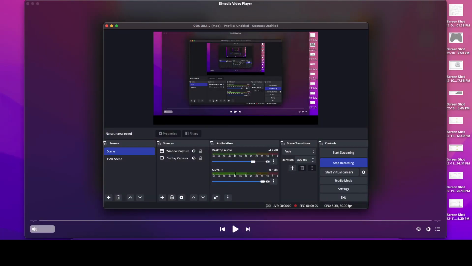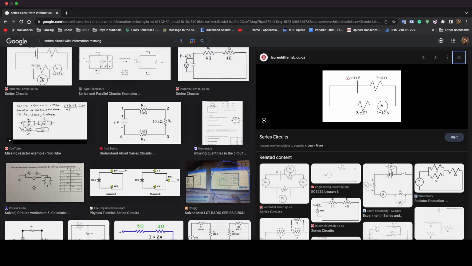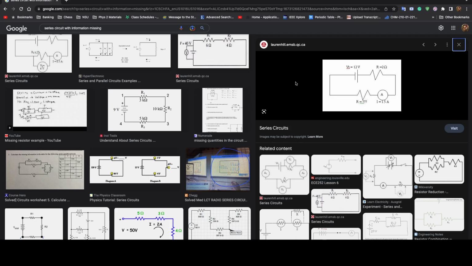So going to my computer, we have this circuit right here, which is also simplistic in nature, but what we see here is we have a resistor missing. We do not know the value. However, what we do know is the voltage total, the resistance for one of the resistors, and the current total. So let's just recreate that.